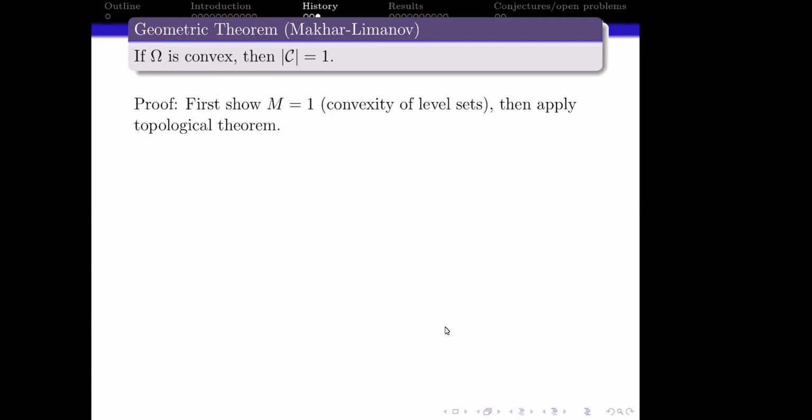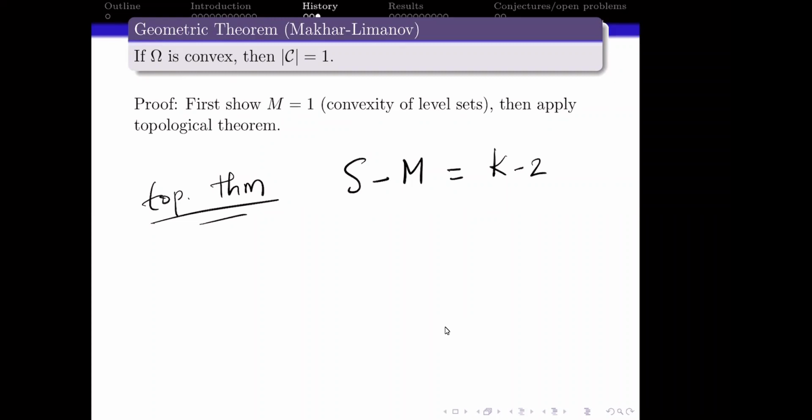So remember the topological theorem. So let me just recall this here. Topological theorem, which said that S minus M, the number of saddles minus number of maxima, is connectivity minus 2. Okay, suppose you take a convex domain. In particular, it's simply connected. That means K is 1, right? So S minus M is 1 minus 2, which is negative 1.